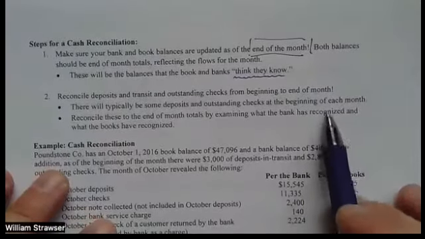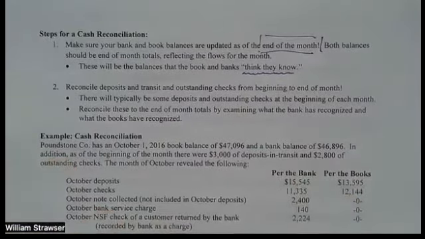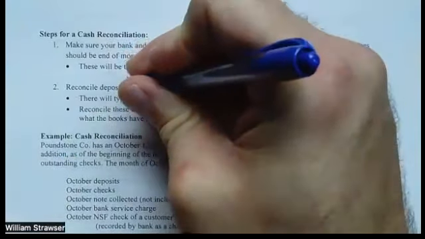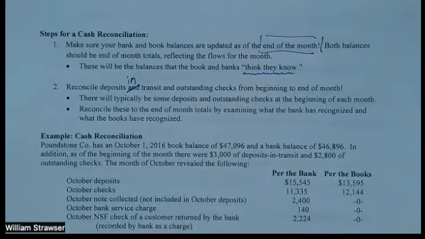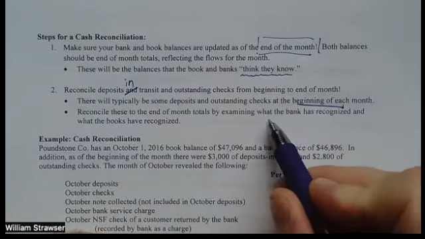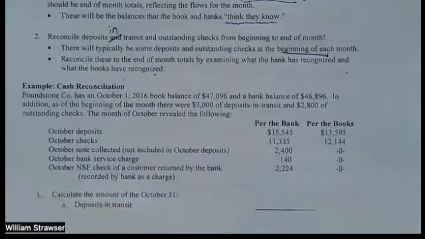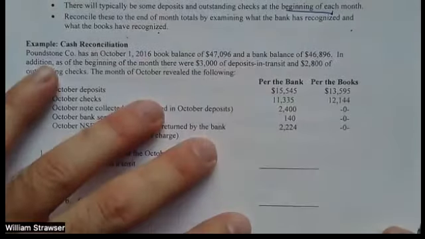So one of the first things that we do in our reconciliation is figure out how deposits in transit and outstanding checks have changed over the month, right? So there's going to be an amount at the beginning of each month, and then we need to figure out, well, what has the bank recognized and what have the books recognized? So let's do that with this, and it's easier to walk you through it than to say it in words. So we got Poundstone Company.